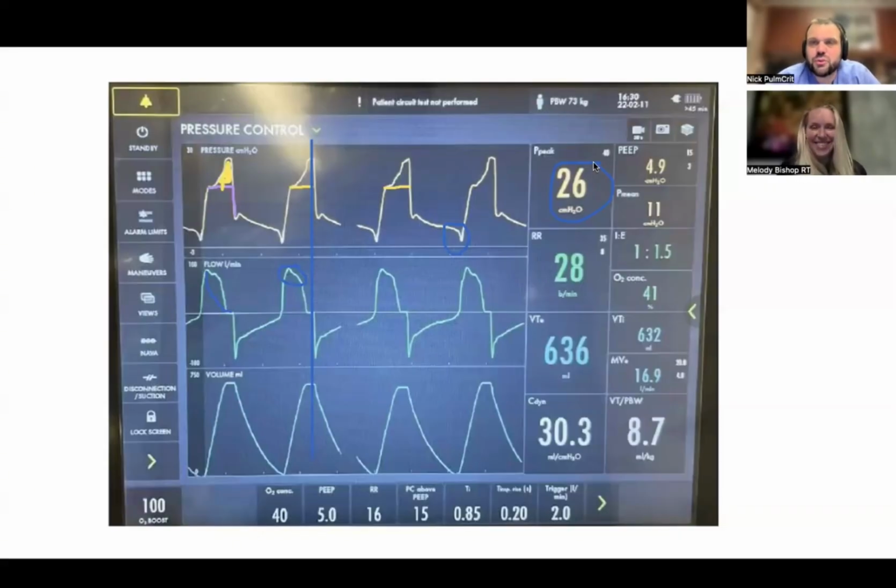So I agree with you. I would switch to pressure support and see what their mind wants. That's almost how I think about it. I can't ask the patient, do you want more pressure? But I can switch them to pressure support and then see what the waveform gives me.